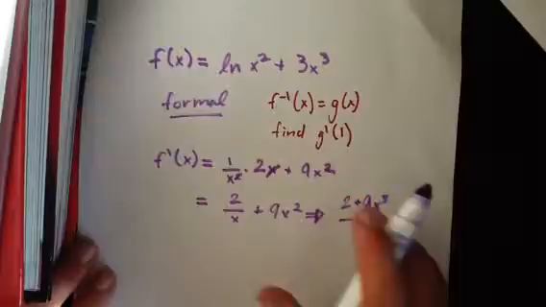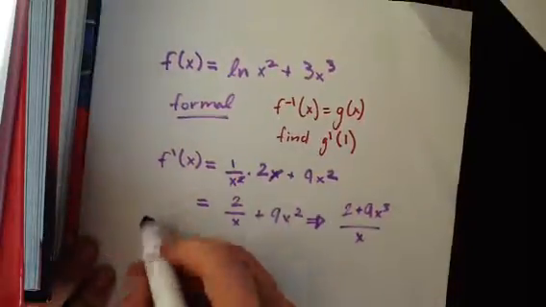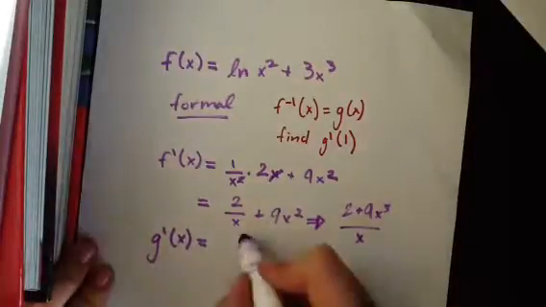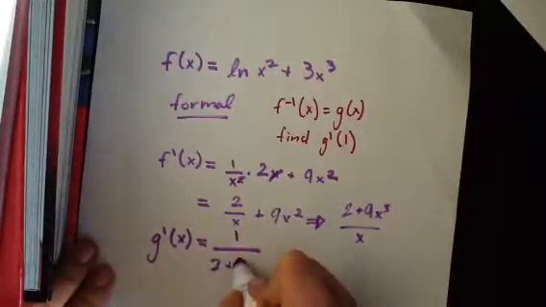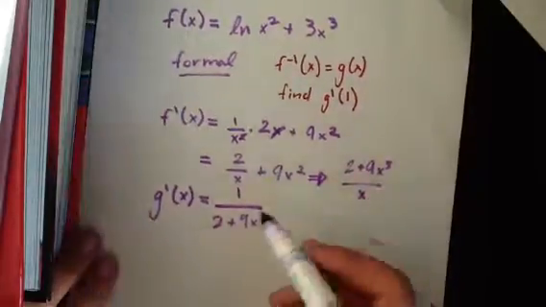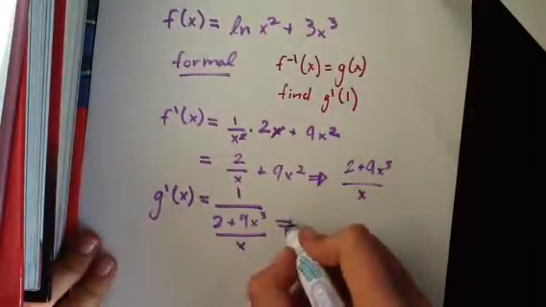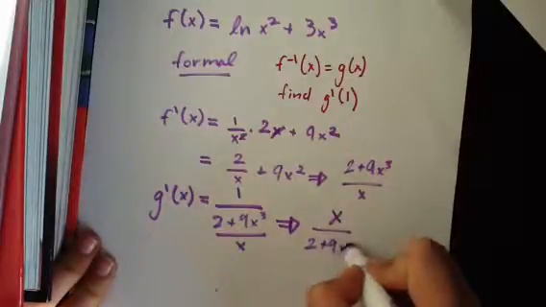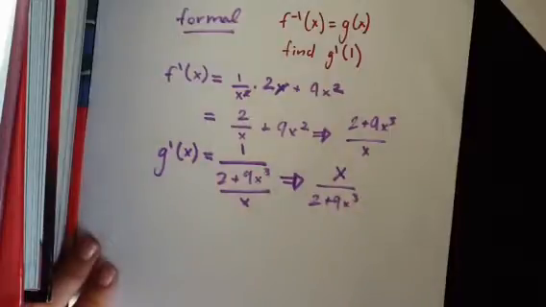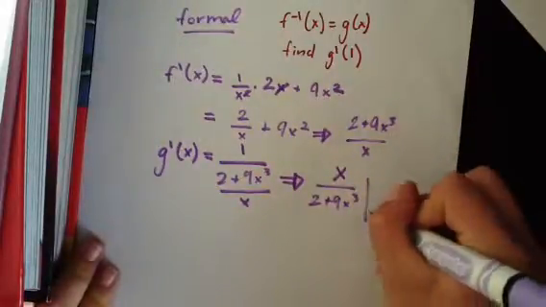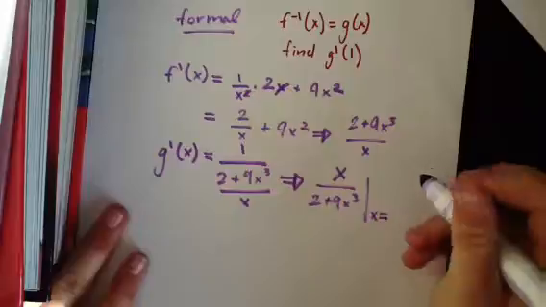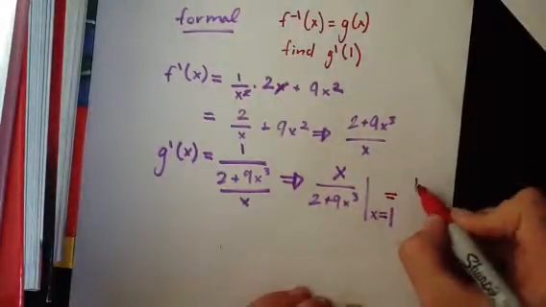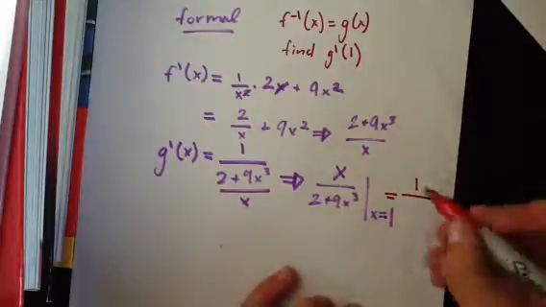So g prime of x is going to be 1 over that. So g prime of x is equal to 1 over 2 plus 9x cubed over x. And of course, which is equal to x over 2 plus 9x cubed. So now we want to substitute in that 1 for g prime of 1. So g prime of 1 is equal to 1 over 11.